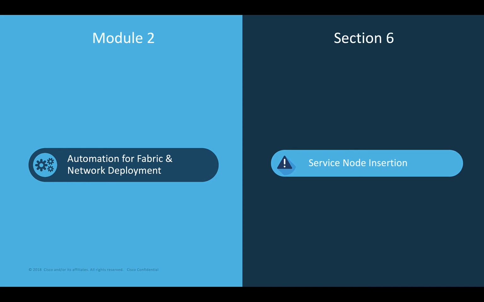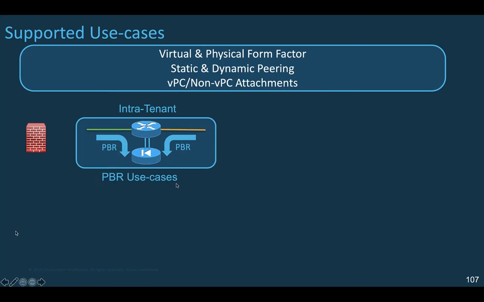This section on service node insertion will conclude the second module that focuses on fabric automation. Service node insertion is also known as the elastic service redirections. This is the capacity for DCNM to automate the insertion and deployment of firewalls or load balancers with or without the policy-based routing.